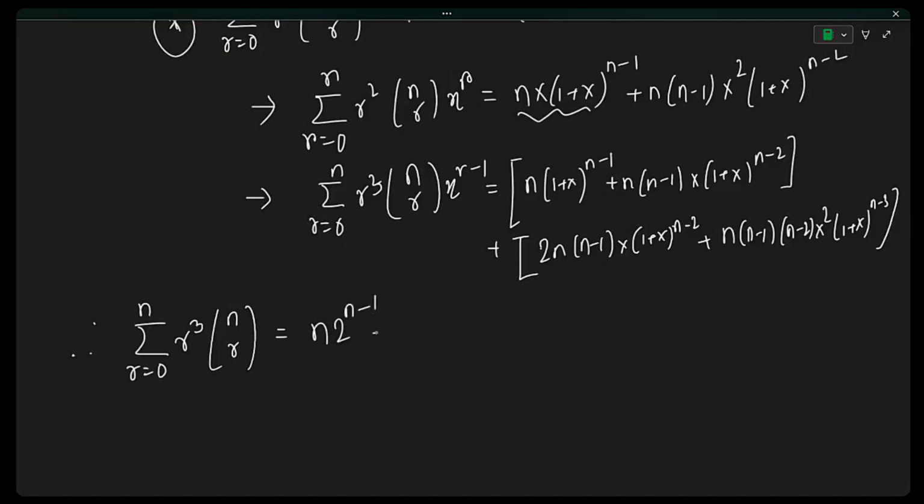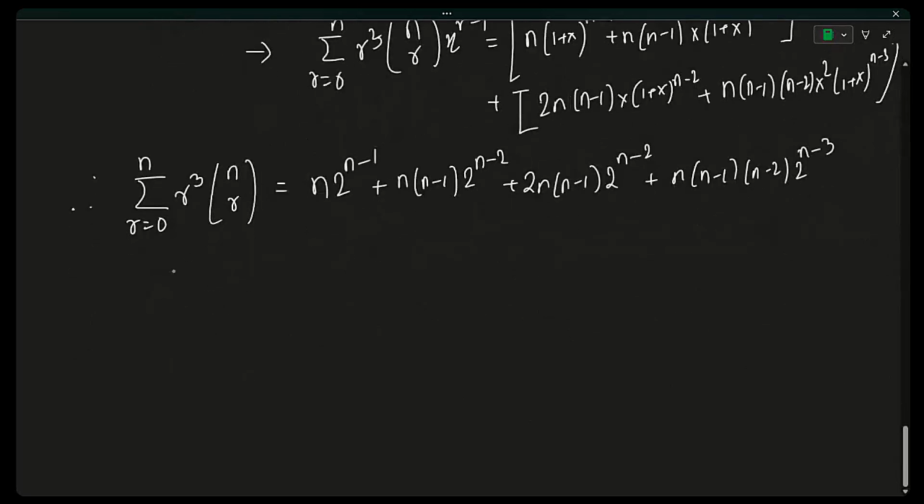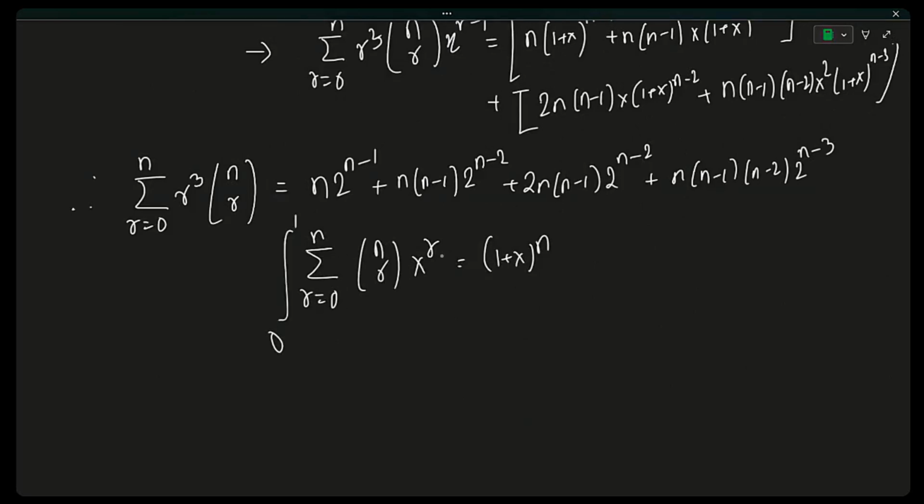n into 2 to the power n minus 1 plus n into n minus 1 into 2 to the power n minus 2 plus 2n into n minus 1 into 2 to the power n minus 2 plus n into n minus 1 into n minus 2 into 2 to the power n minus 3. This is your answer. And now let us come to the integral part. So again, summation r equals to 0 to n nCr x to the power r is nothing but (1 plus x) whole to the power n. Integrate both sides from 0 to 1 dx.